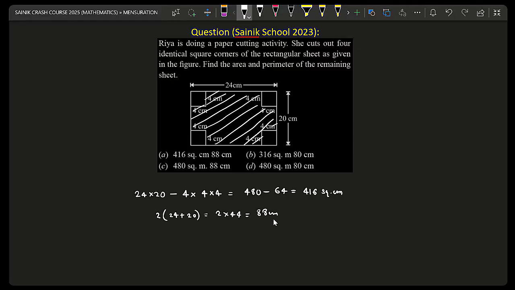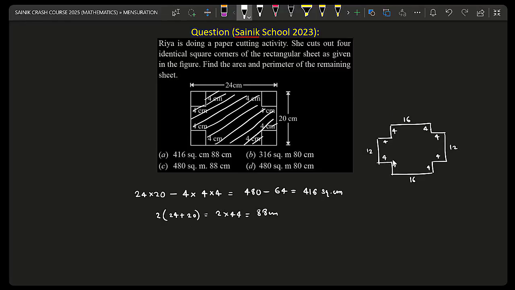Some people may also find the answer like this: see here, this is the shape we get, and you may also solve it like this, but I don't suggest this method. The easiest method we have already done. See, 24 minus 4 on the left, 4 on the right. If you subtract, 24 minus 8 is going to be 16. So this is 16 and this is 16. And breadthwise, 20 minus 8 is going to be 12, this is 12 and this is 12. And the inner parts are 4, this is 4, everywhere it is 4. So now you can add all of them to get the boundary.